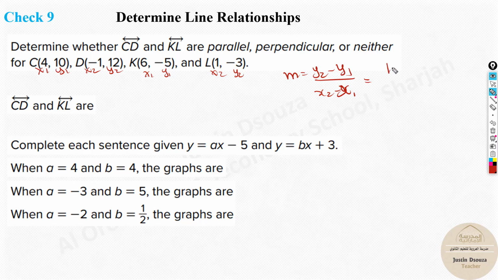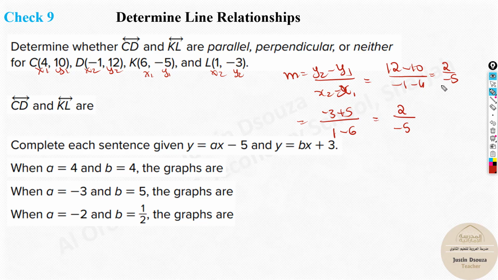Let me take y2, 12 minus 10, divided by minus 1 minus 4. The answer is 2 by minus 5. What about this side? Same thing, I'll just write over here, y2 is minus 3. Minus and minus 5 will become plus 5, divided by, because it should be minus 3 minus bracket minus 5. It's directly written as plus 5. 1 minus 6 is over here. Minus 3 plus 5 is positive 2, divided by 6 minus 5.